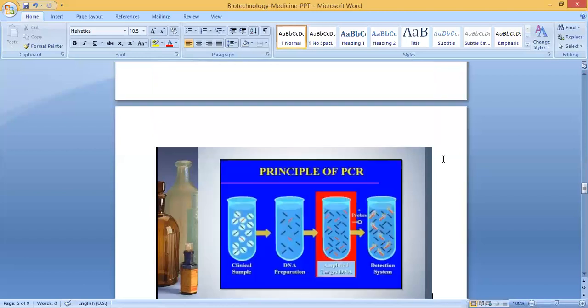Clear? The next, what is the principle of PCR? You can see here: first is the clinical sample. Second, DNA preparation. Third, amplified target DNA plus probes. It gives a detection system. That is the principle of PCR, polymerase chain reaction.